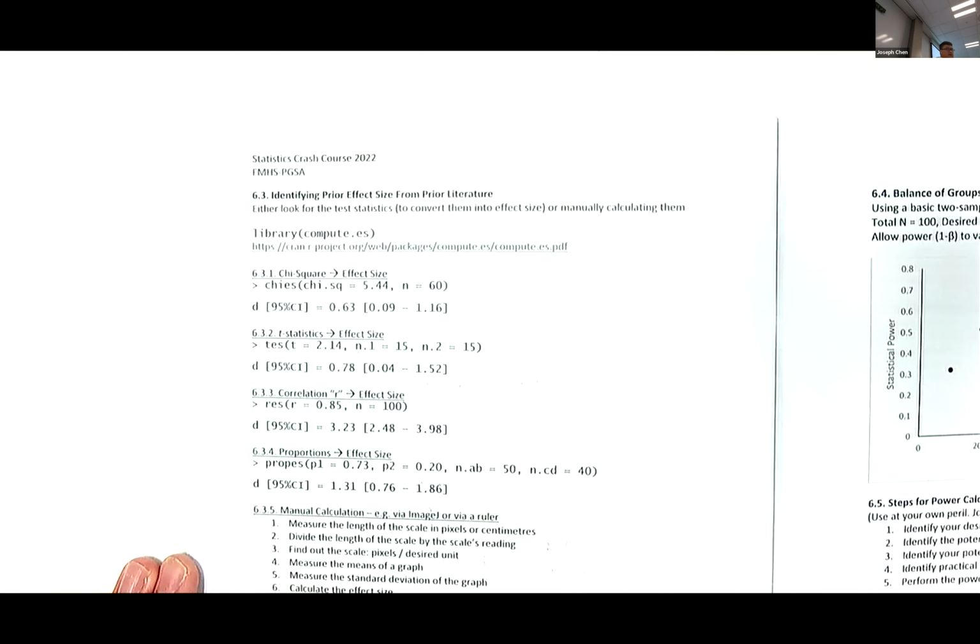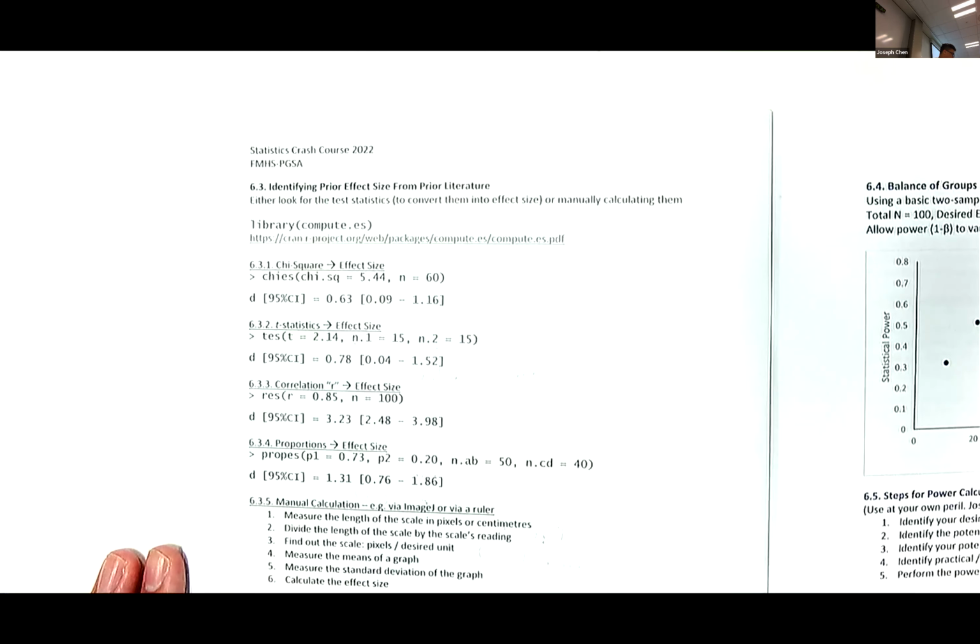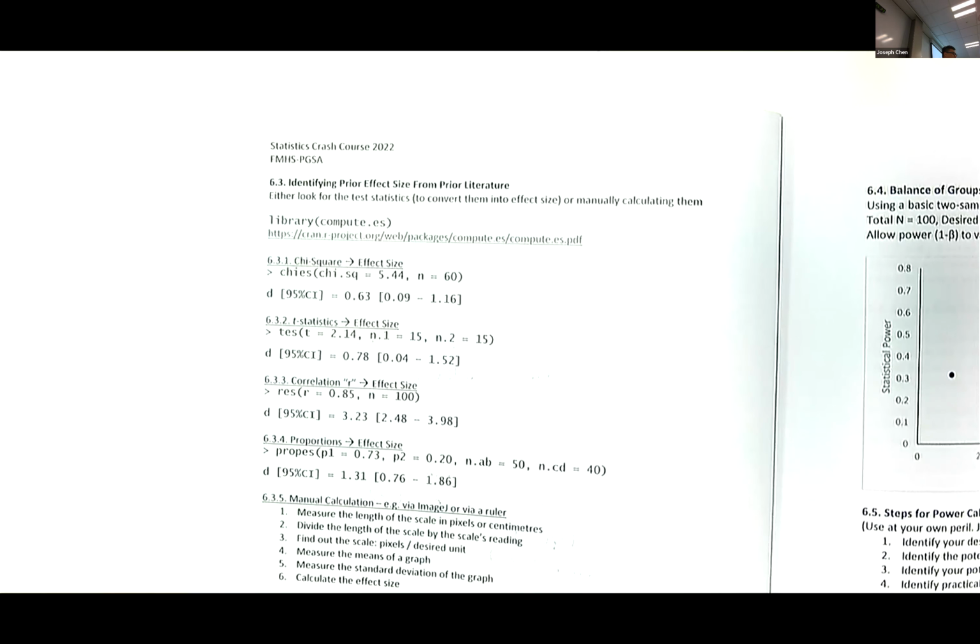So as I mentioned, you're going to come into problems with identifying prior effect sizes from prior literature. First of all, you can either look for test statistics to convert them into effect size, or you can even manually compute them. That is why in everything I've done in this course, I've always told you, please include your F statistics, your T statistics, because using those numbers, you can absolutely back calculate that and convert that into an effect size, a standardized thing.